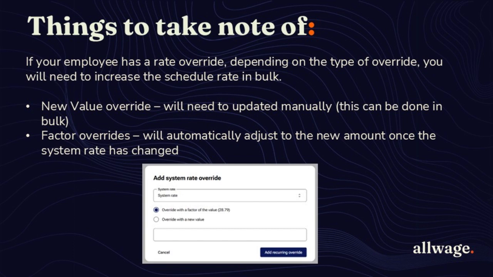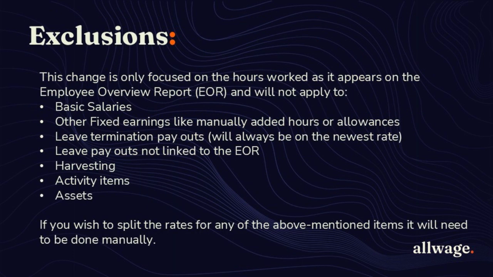Any factor overrides will automatically be updated, but new value overrides will need to be done manually. This only applies to clocked hours from the employee overview report and won't apply to any fixed earnings. So things like basic salary, leave payouts, clocked activities, and harvesting items will not be affected.